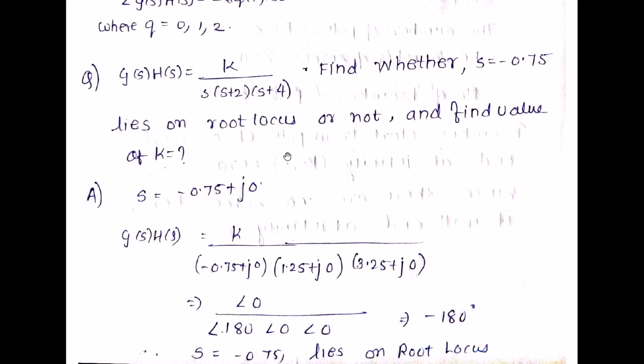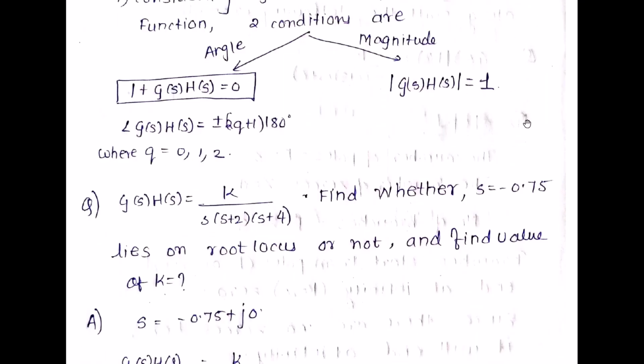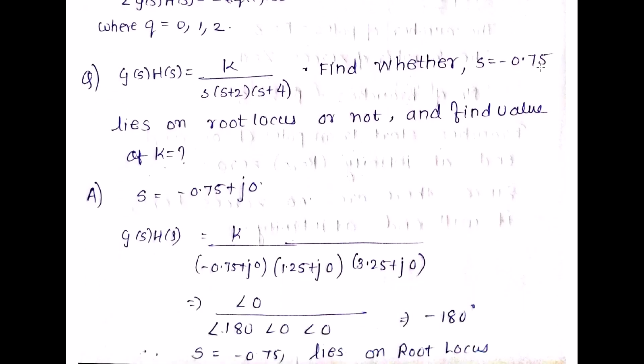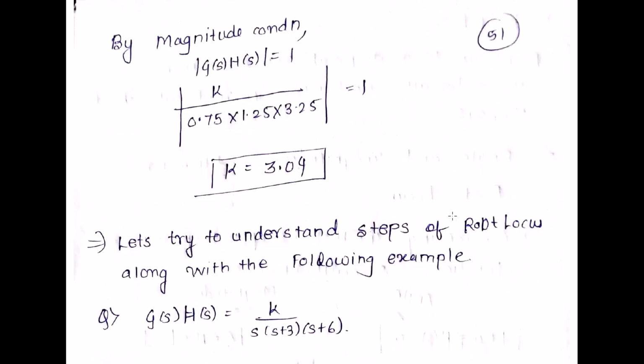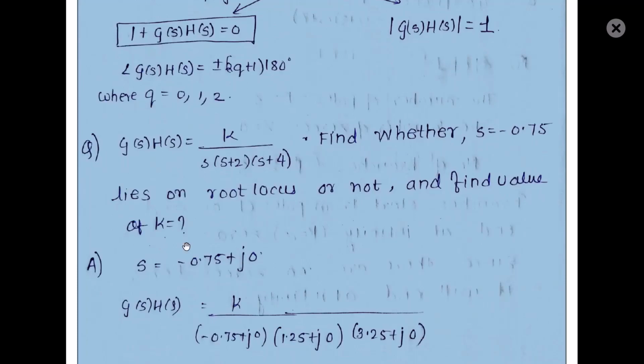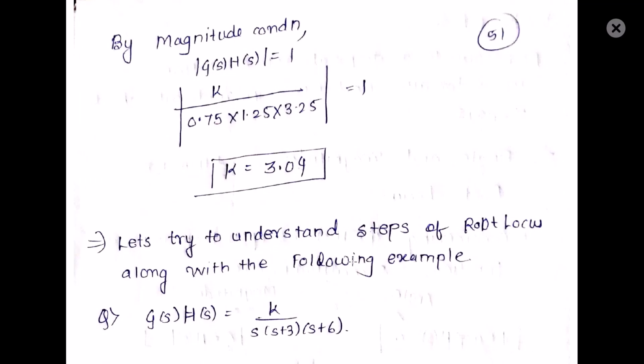The next point is to find out the value of K. Now to find out the value of K, the magnitude has to be equal to 1. So what I am going to do is put this value in and find out the magnitude of this entire thing equal to 1. So when I do it, I get K minus of 0.75 into 1.25 into 3.25, which is going to be 3.04.